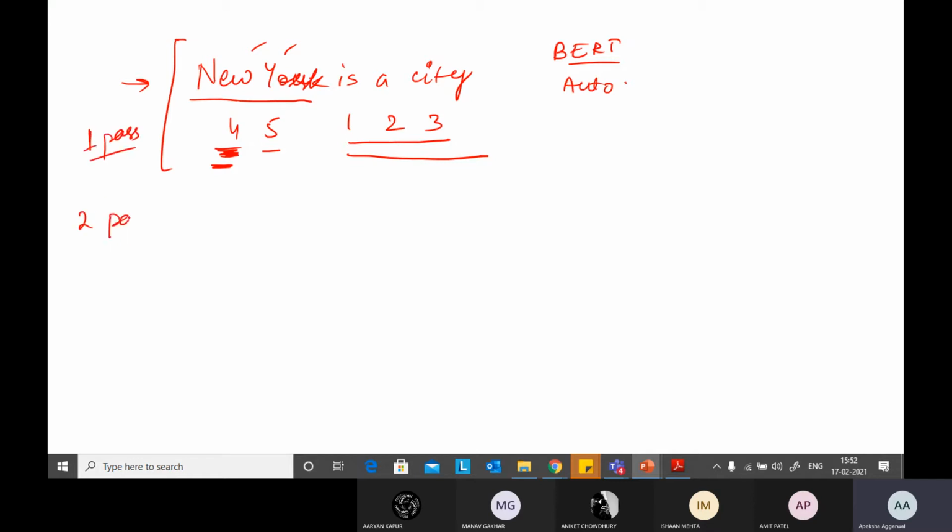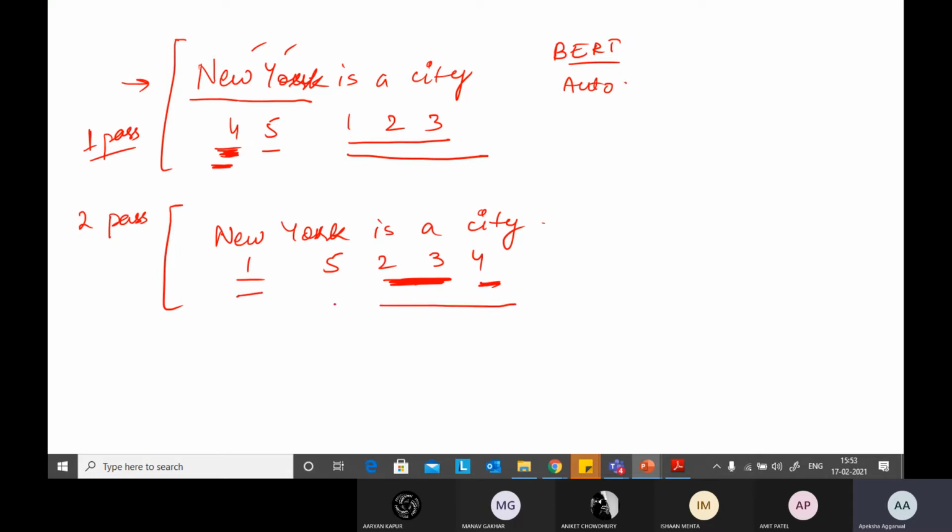In the second pass, I will change this ordering. Let's say I want to predict again "New York is a city." So I say 1, 2, 3, 4, and 5. I will train on the first 1, 2, 3, and I want to predict maybe the fourth word, which is maybe "city." So it will train on 1, 2, 3 and give the fourth word as output, whatever it is. And next time, whenever a new training example comes up, it will use 1, 2, 3, 4, and it will predict the fifth one. So this is how XLNet works.